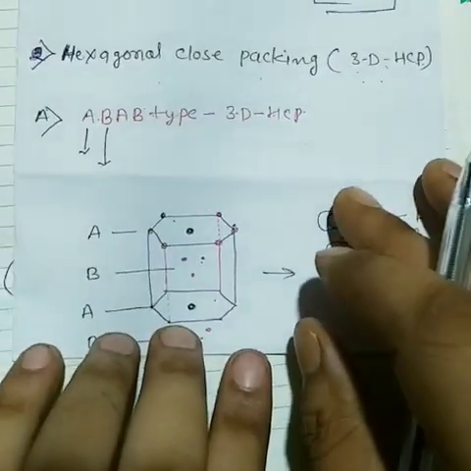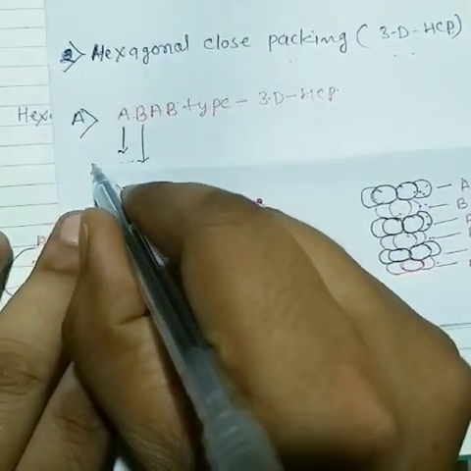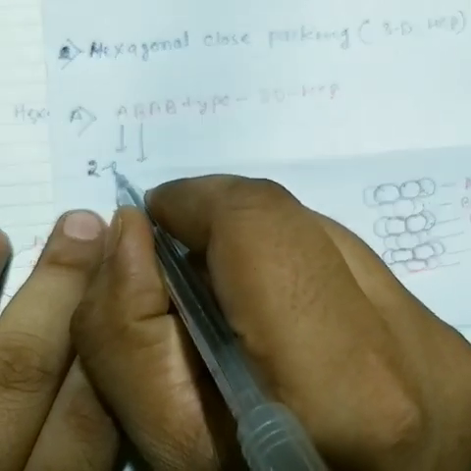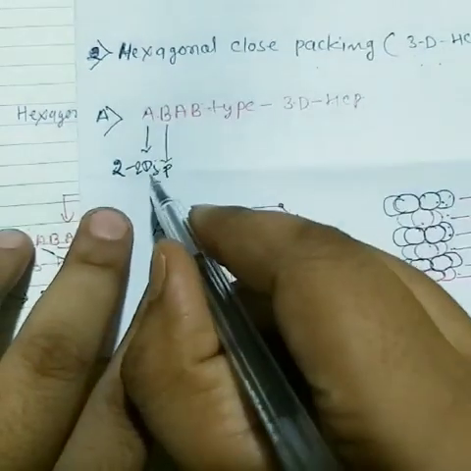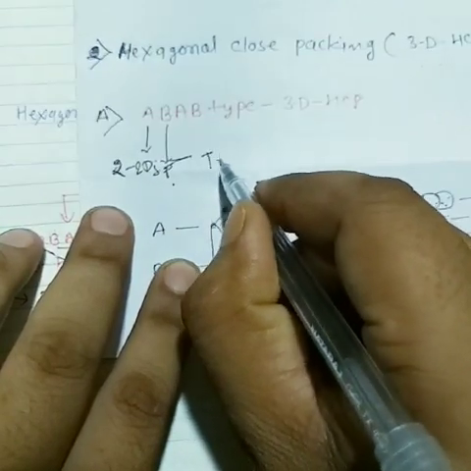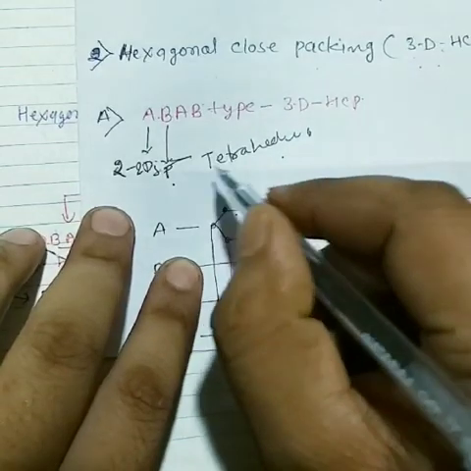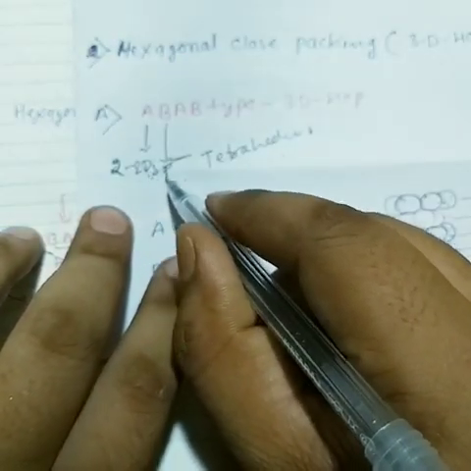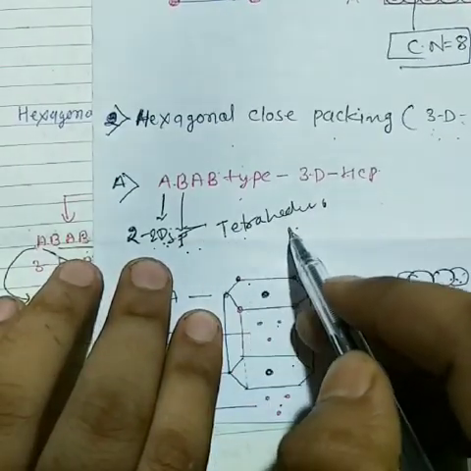Now what is the sense, students? What about A? Last time I discussed that A means 2D square close packing, and B has tetrahedral voids. As I told you just before, A forms 2D square packing, and B forms tetrahedral voids.